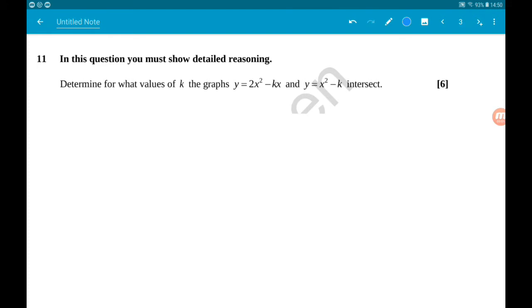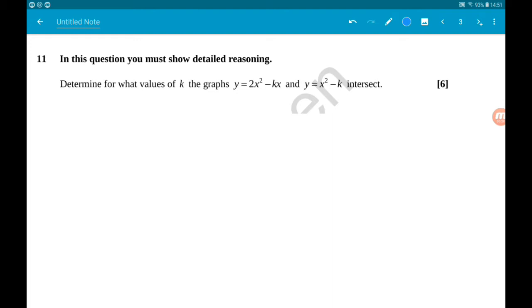Okay, number 11, it's 6 marks, and in this question, you must show detailed reasoning. So, we want to determine for what values of k the graphs y equals 2x squared minus kx, and y is x squared minus k intersect.